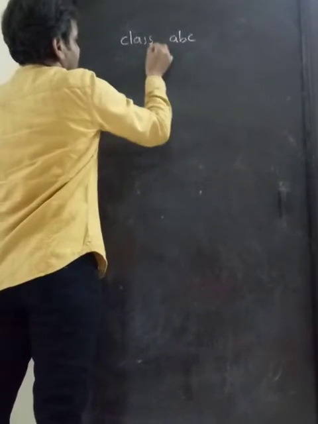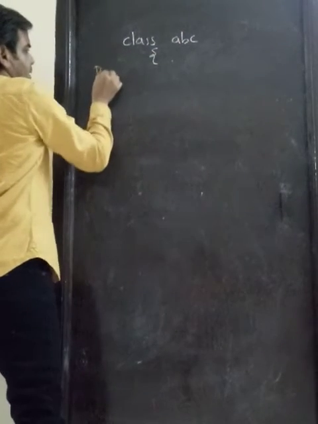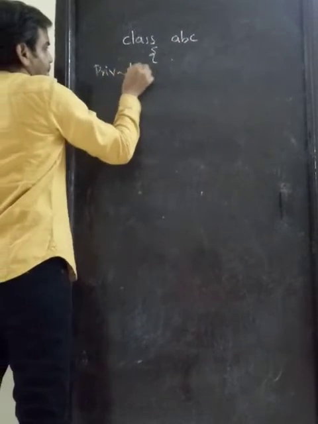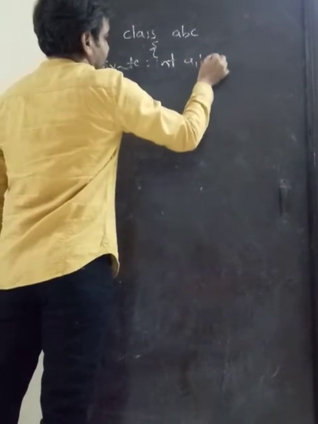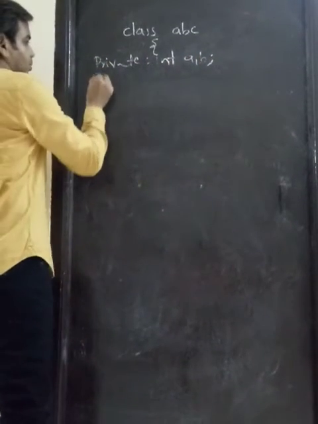Class name ABC. So here I am taking private, integer AB, then public.